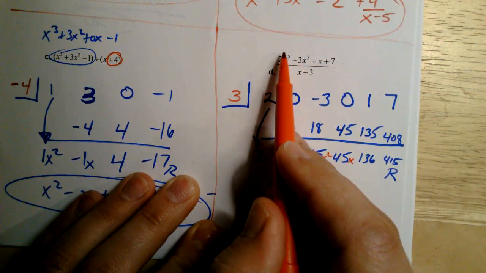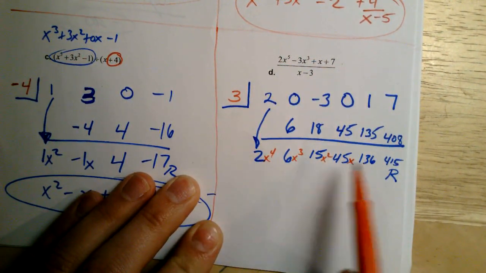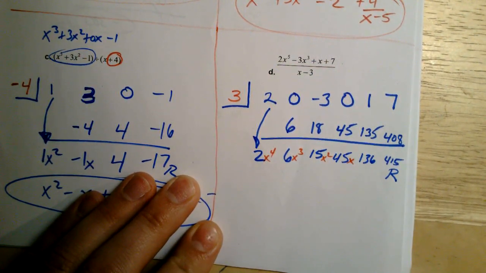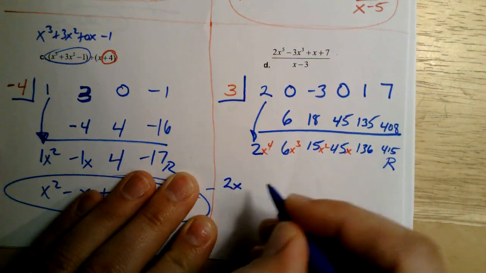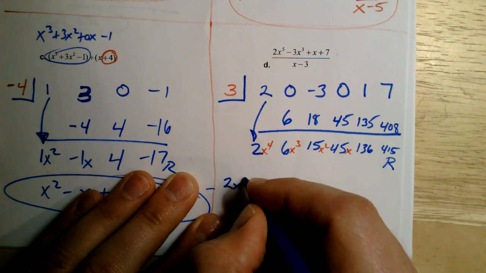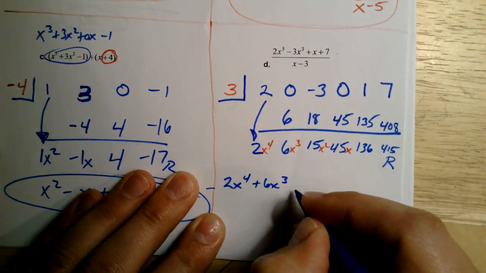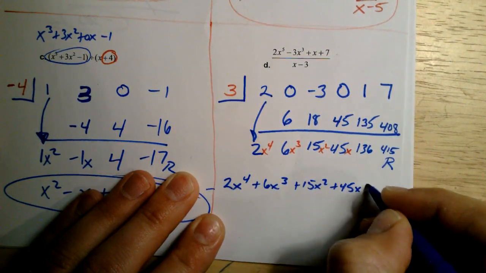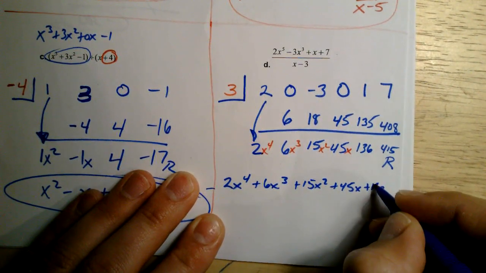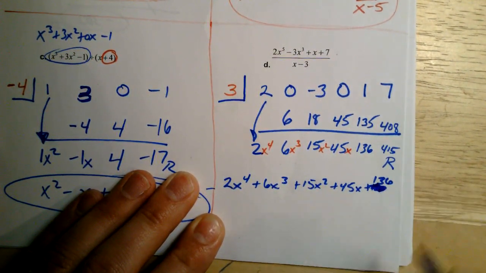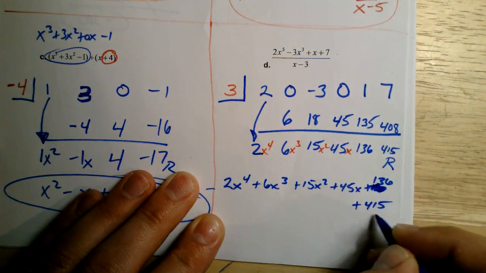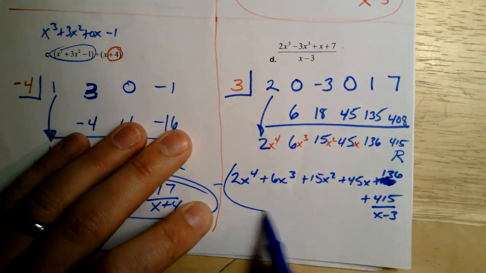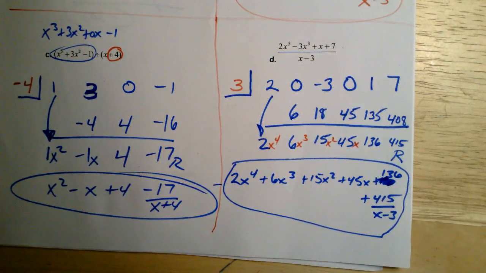You started with x to the 5th, a degree of 5. So, if you want to work this way, this will always be 1 degree less than what you started with. This will be x to the 4th, x cubed, and so on. Okay, so final answer in my math lab, add in your pluses and minuses. So I have 2x to the 4th plus 6x cubed plus 15x squared plus 45x plus 136. And then your remainder is 415 over x minus 3. Okay, so final answer. Wow, that would have taken me the whole page, I think, if I did long division.